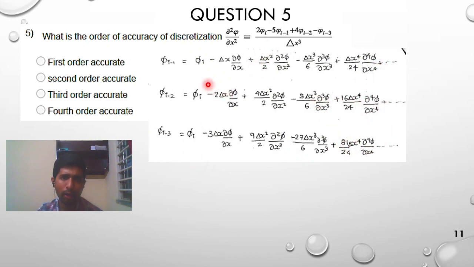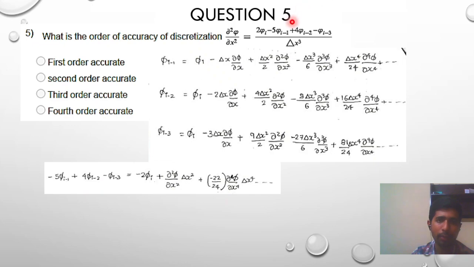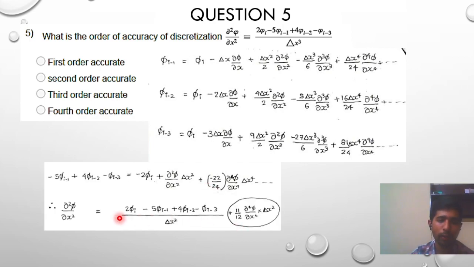Now what do you want? You want this expression, right? So just multiply phi of I minus 1 with minus 5, phi of I minus 2 with 4, and phi of I minus 3 with 1. So the 2 term will come to 2 only. Then bring it to the left hand side and divide it by delta x square. If you do that, what you will see is the minimum truncation error. Del 2 phi by dou x square is what you want.